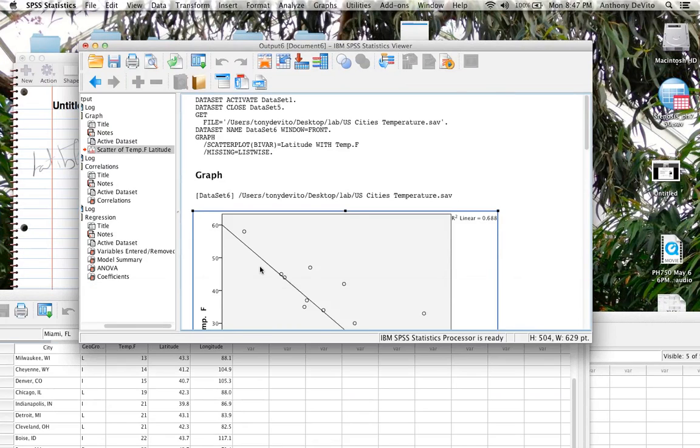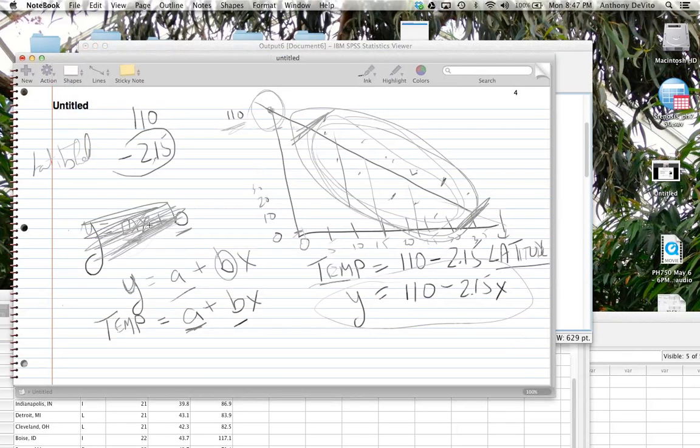Okay, now let's say I'm interested in knowing what the temperature is for a city that I don't know. For instance, say Elgin, Illinois. Okay, now I'm going to guess that Elgin, Illinois is at a latitude of about 40 degrees north, right? So now if I know what the latitude is, I can take that latitude and I can say, well, the temperature is equal to 110 minus 2.15 times my latitude of 40. So my average temperature is 110 minus 80.